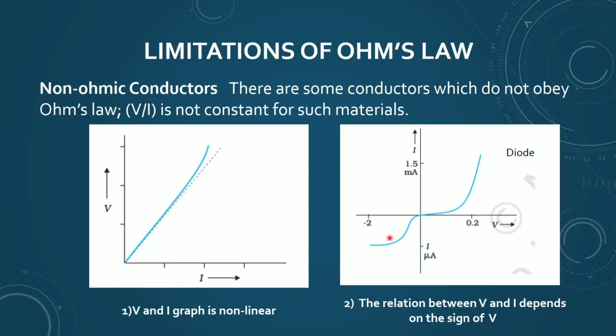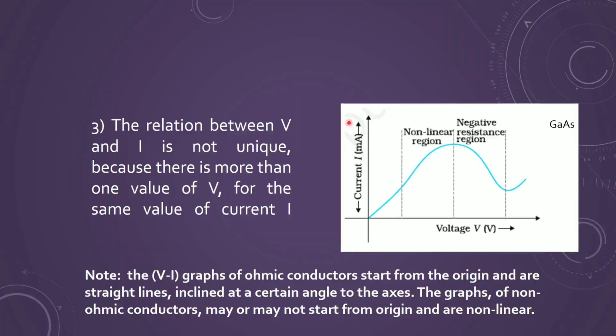Similarly, this is the graph for diodes, where V and I depend upon the sign, meaning with the change in potential in the negative direction, again the value of current can be seen. This also you will be doing as an experiment in your lab. This is another graph, again for a non-ohmic conductor, not a straight line. The graph is varying, with non-linear relations, and negative resistance is there. This graph is actually for gallium arsenide. So these are different conductors which are not obeying Ohm's law, and these are known as non-ohmic conductors.